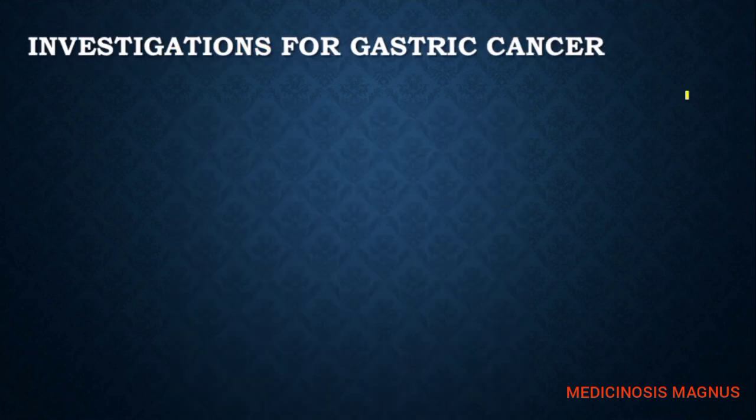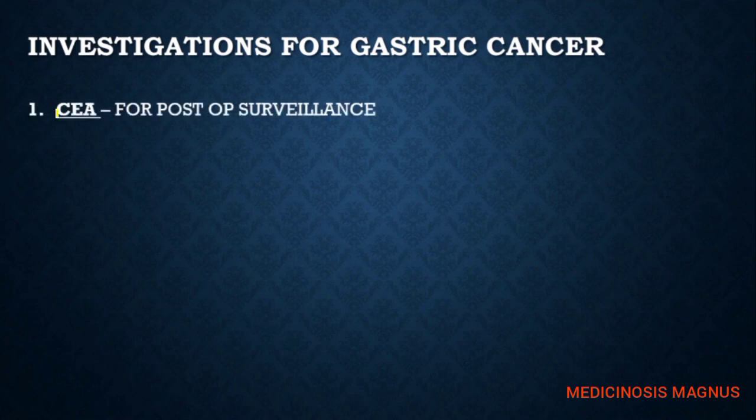Then let's go to the investigation for gastric cancer. First we can do carcinoembryonic antigen, that is the tumor marker used in gastric cancer. But this marker is not basically used for the diagnosis of the disease, but is used for post-op surveillance. After the treatment, you will be checking levels of CEA. If these levels are low, then there is no recurrence of cancer. But when the level rises, there is recurrence of cancer.